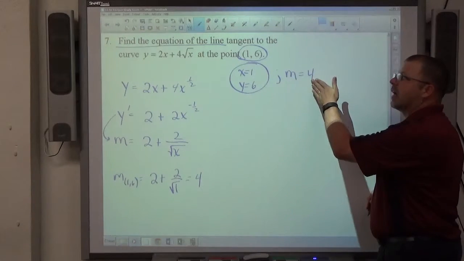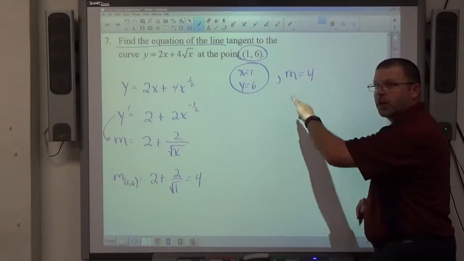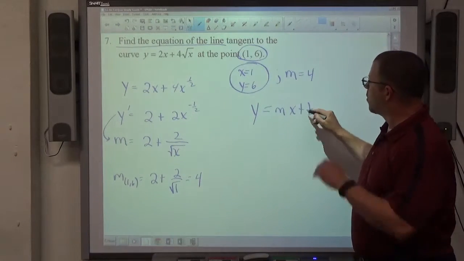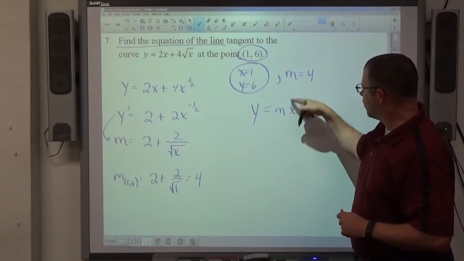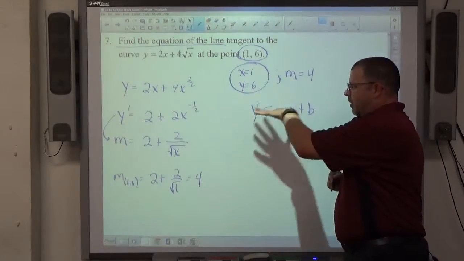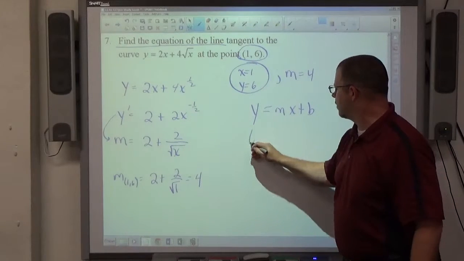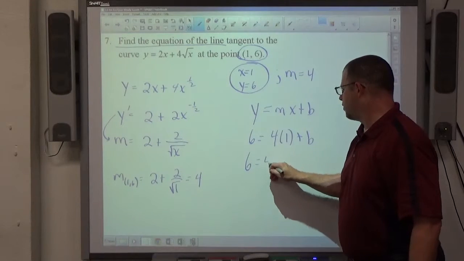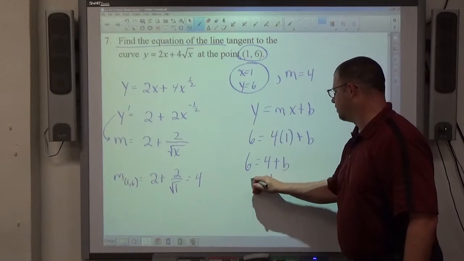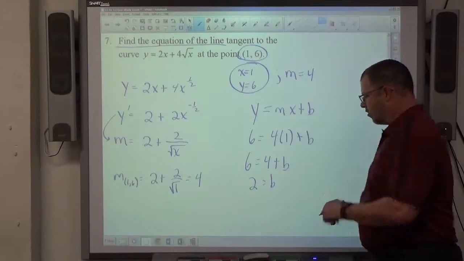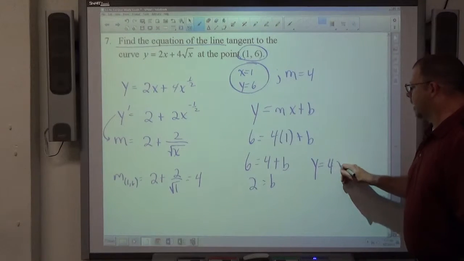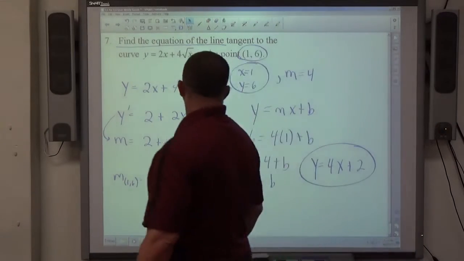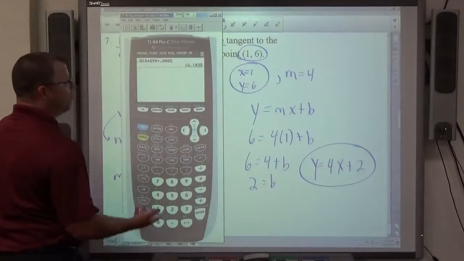Once I know the slope of the tangent line, and I know the point of tangency, which is a point on the tangent line, I go to basic algebra, y equals mx plus b. Replace the point x and y with the slope into this to figure out what b is. So y is 6, m is 4, x is 1, b we don't know. 6 equals 4 plus b, so therefore b would have to equal 2. Slope 4, y-intercept 2, y equals 4x plus 2 is the equation of the tangent line. Anytime you want to verify a tangent line, it's real simple. Graph the equation.